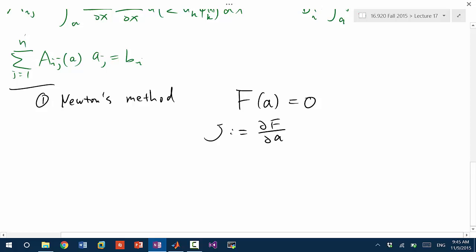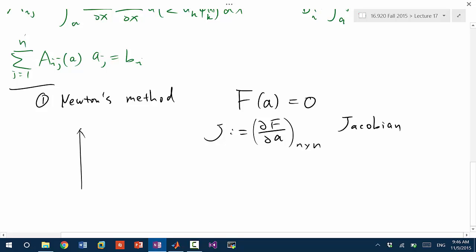So if we write this equal to 0, we can derive the Jacobian, which we define as the partial derivative of F with respect to a. This is called the Jacobian. It is a square matrix, an n by n matrix, because F is n-dimensional and a is n-dimensional. In order to find the solution F(a) equal to 0, we basically need to find the root of this function. And Newton's method is a way to find the root.